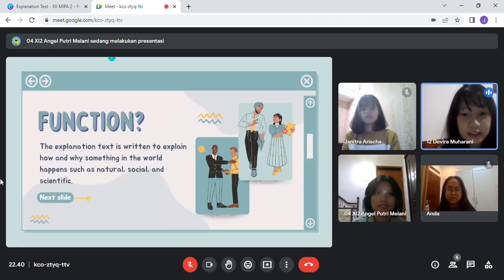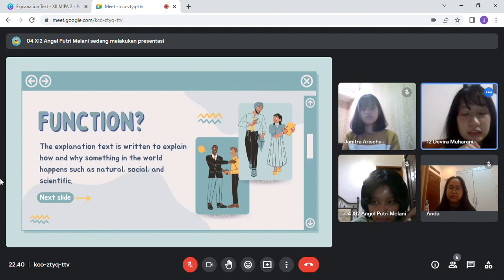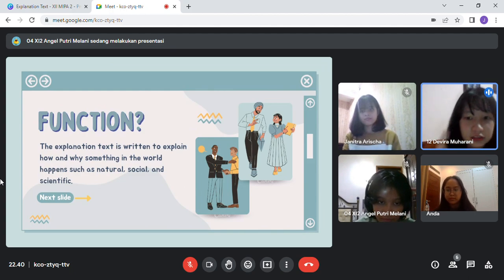So the next one is what is the function of explanation text? The explanation text is written to explain how and why something in the world happens, such as natural, social, and scientific. It is about action rather than about things, or you can say phenomena. The explanation plays a valuable role in building and storing our knowledge. Technical and scientific writing are often expressed in this form. Okay, next.